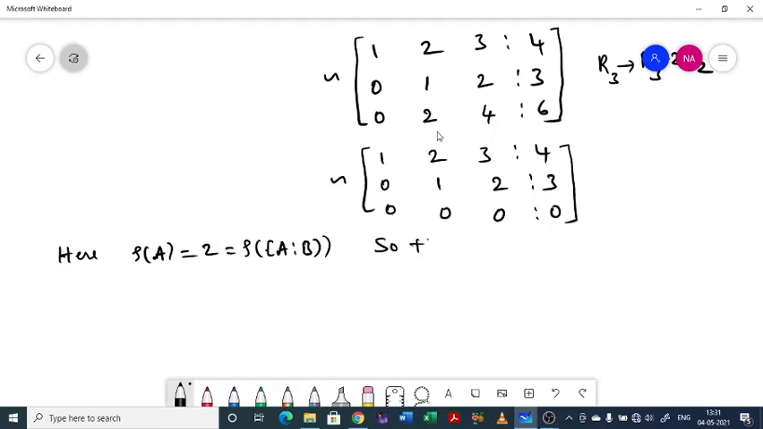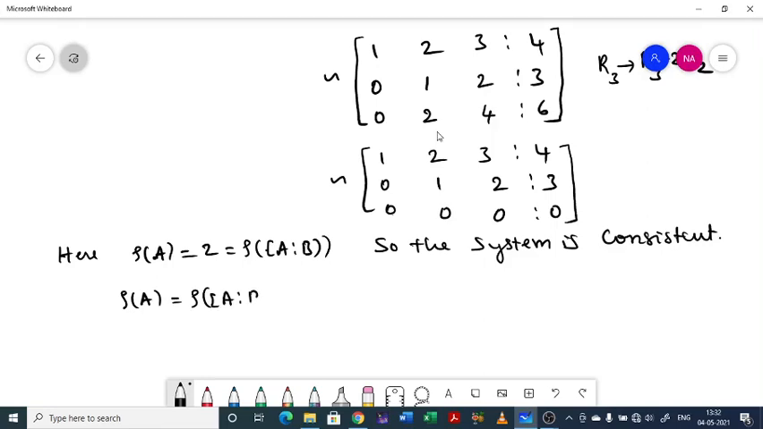So the system is consistent. And next, rank of A equals rank of A colon B, which is equal to 2, and that is less than 3. So the system has infinitely many solutions.